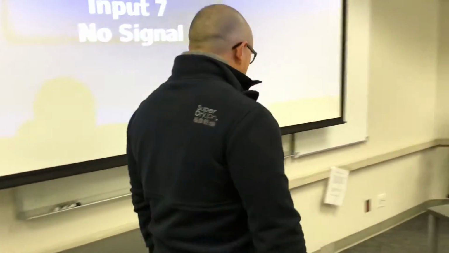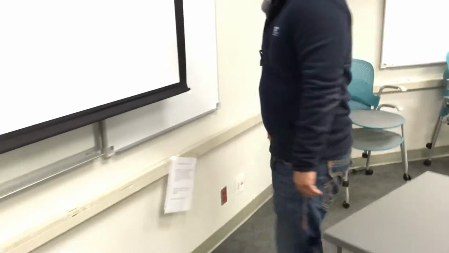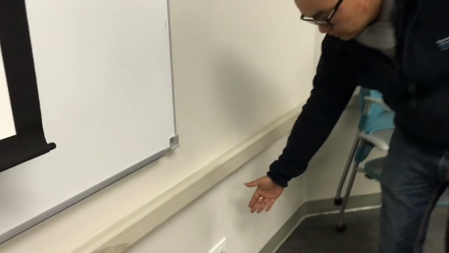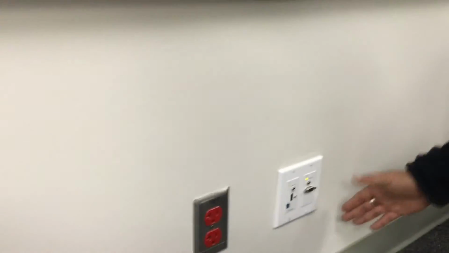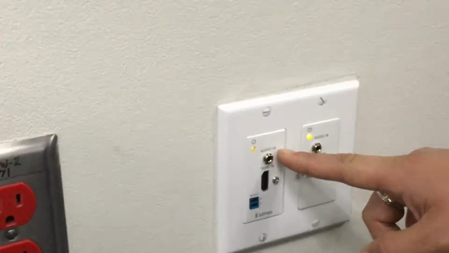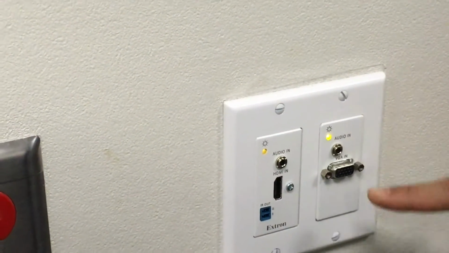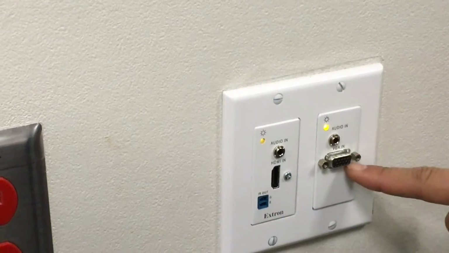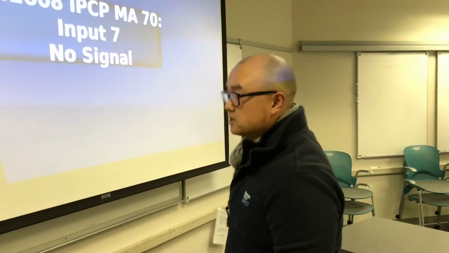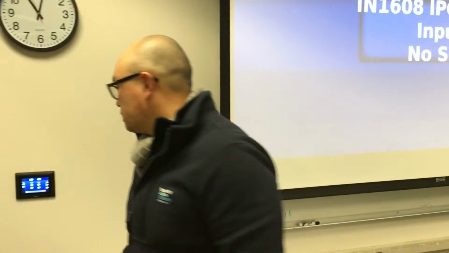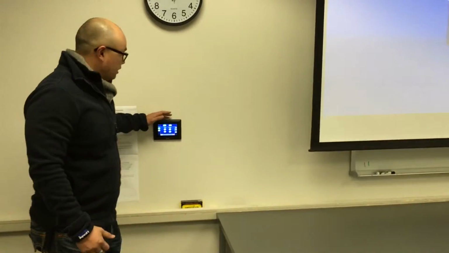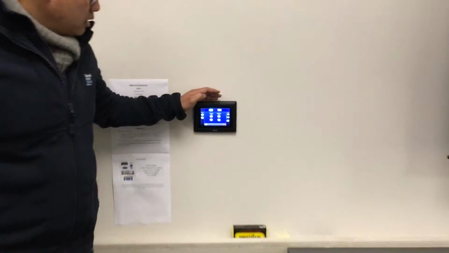The right wall plate is located on the right hand side of the screen. Audio in, HDMI, also audio in, and for VGA, VGA in. You have the option to either stay on the left hand side or the right hand side of the screen for your presentation. Now let's take a look at the control panel real quick again.